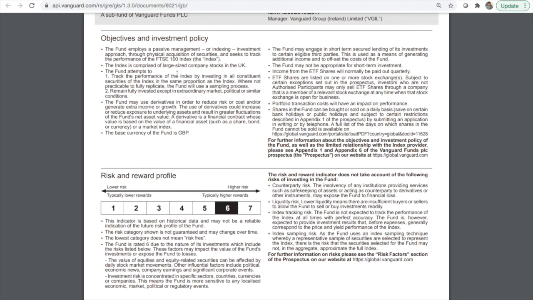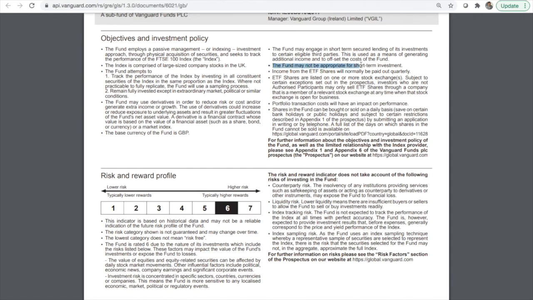And another important thing here is that the base currency of the fund is GBP. So if you're in the UK and you're using pounds, it does make sense to invest in a fund where the base currency matches the currency that you're using.